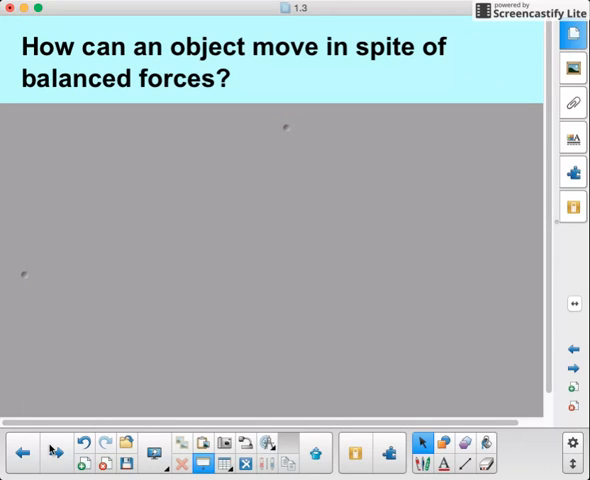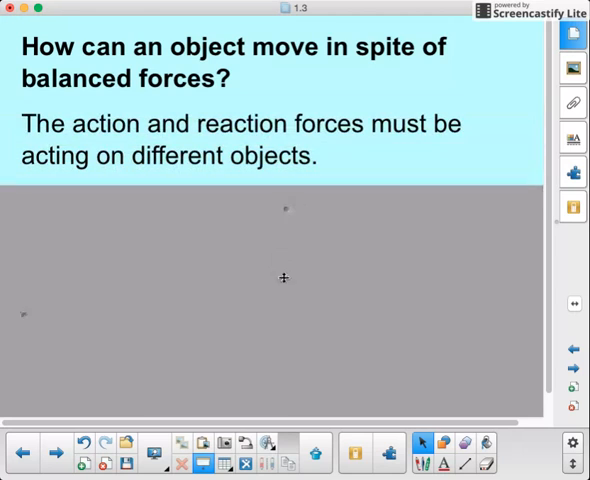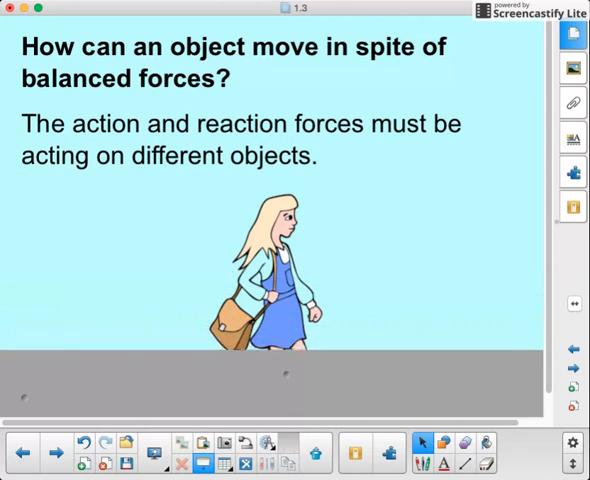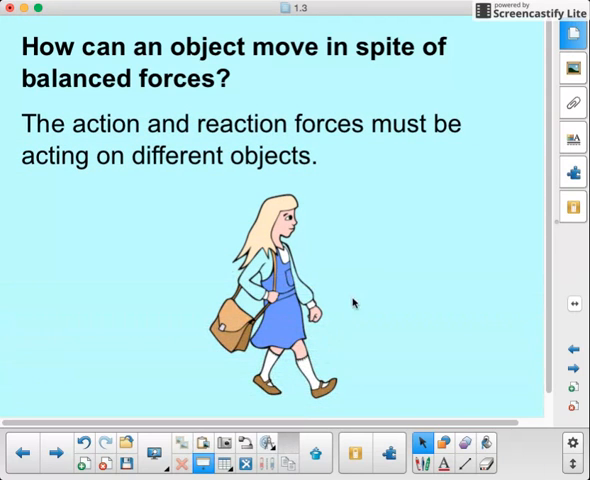At the end of the digital lesson, there's a good question. How can an object move in spite of balanced forces? So as you walk across a surface, your body applies force to the ground, and the ground pushes back up against you in an equal amount but opposite direction. So how can you still move? Well, the answer is that the action and reaction forces have to be acting on different objects in order for that person to be able to walk.